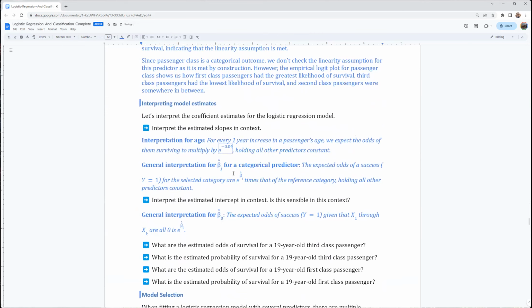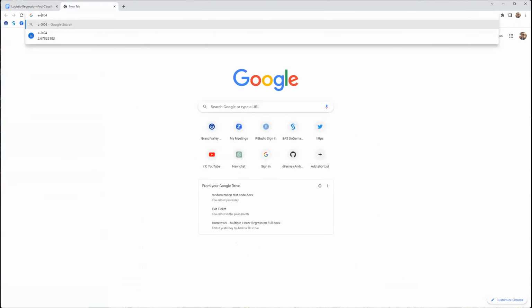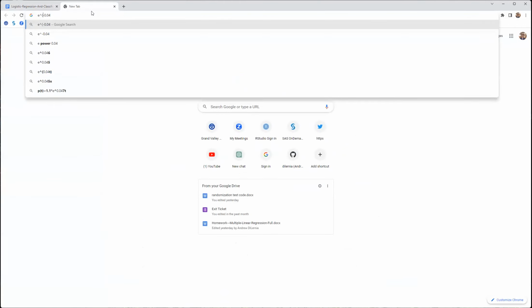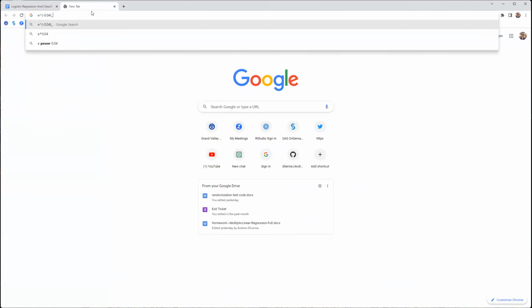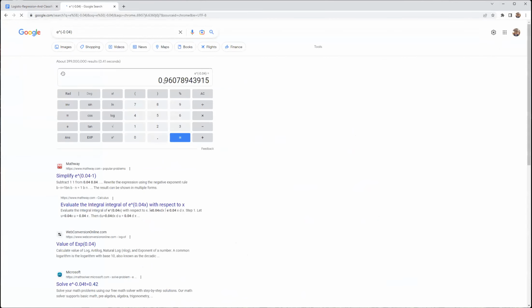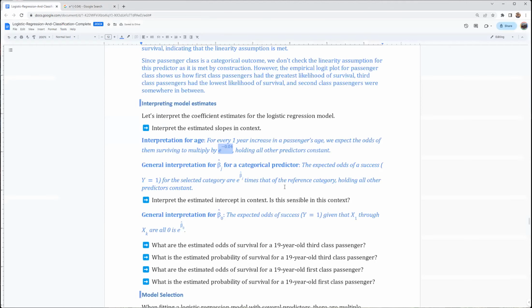So we got the estimated slope. And then we can get this number from Google like this. If you do e to this, Google will tell you what that number is, 0.96. So we want to say what this equals. It's important, we do not want to just leave it in this form. We want to actually get the number, and Google or R can help us do that. Using Google is just fine.